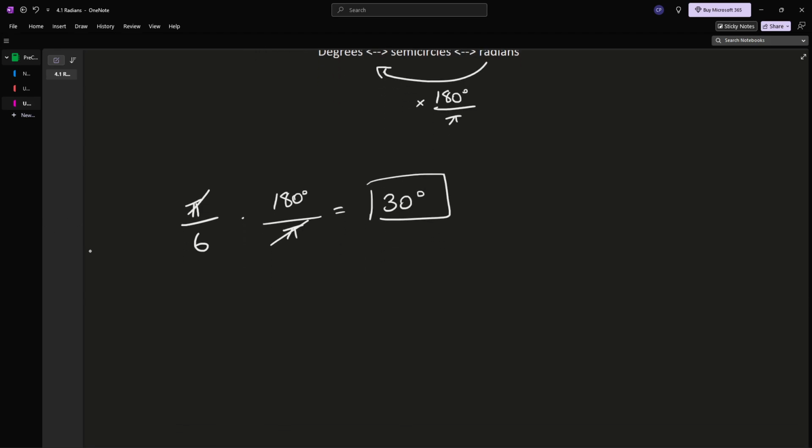Now let's do something a bit bigger. Let's do 450 degrees. So we want to divide by 180 to get how many semicircles we have. And you multiply that by pi. So 450 divided by 180 will give me 2.5, and times pi.